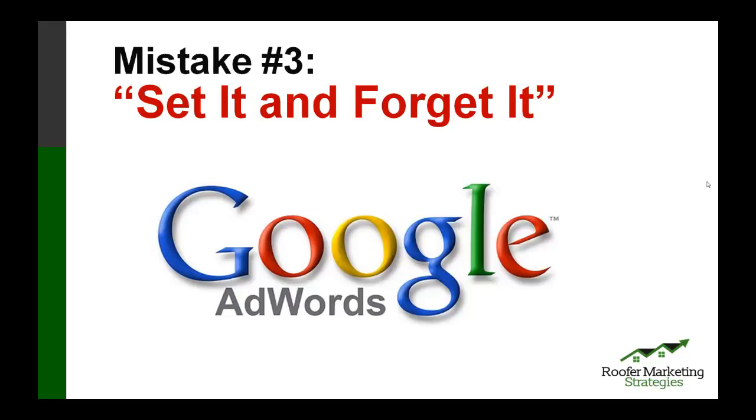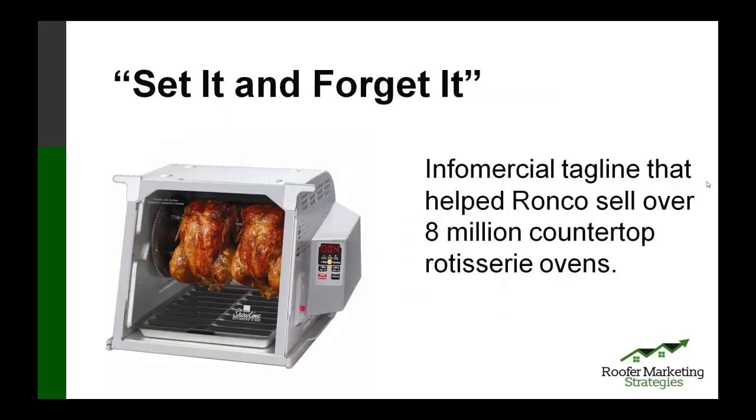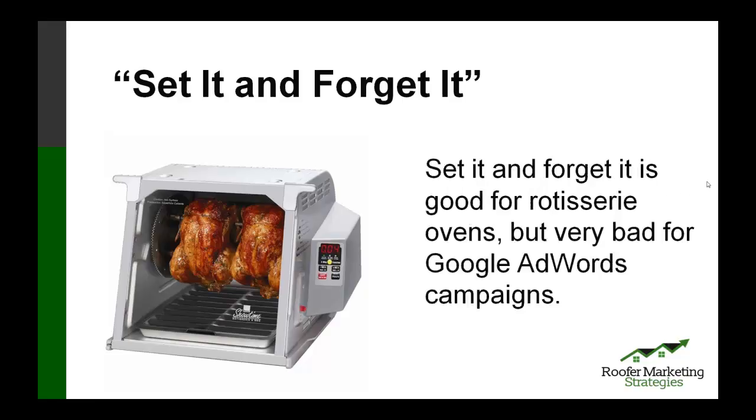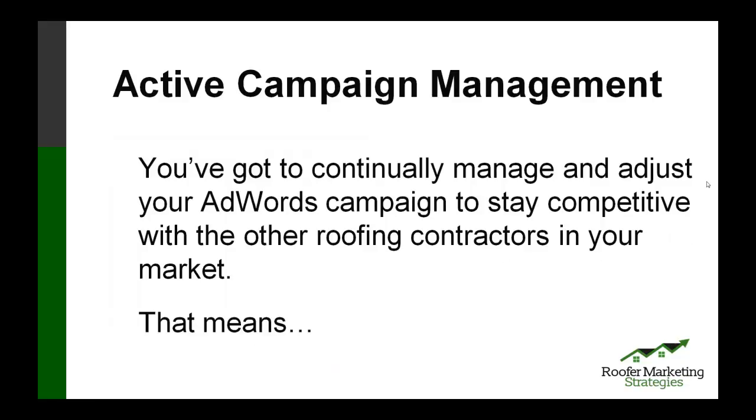Now, mistake number 3, the final mistake, is what I call set it and forget it. And you may remember about 10, 15 years ago, there was an infomercial that had the tagline, set it and forget it, that helped Ronco sell over 8 million countertop rotisserie ovens. And set it and forget it was good for them because it helped them sell a lot of ovens, but it's very bad, as you might imagine, for a Google AdWords campaign. You've got to continually manage and adjust your AdWords campaign to stay competitive with other roofing contractors in your market.